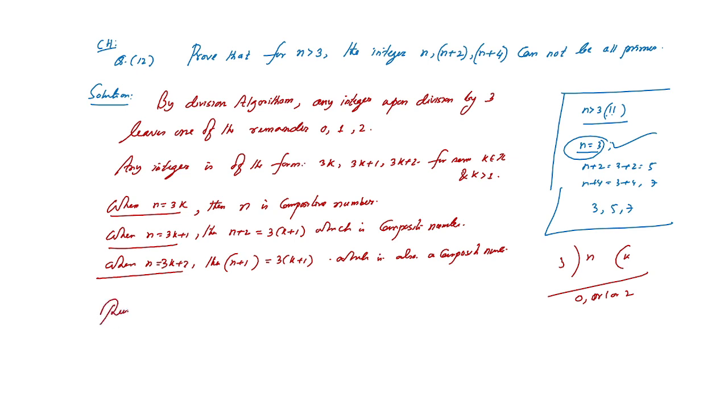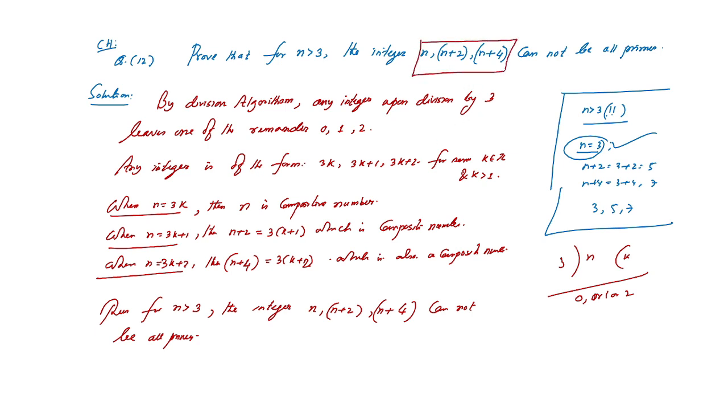So thus we conclude, for n greater than 3, the integers n, n plus 2 and n plus 4 cannot be all primes. And this is the only possibility: the three numbers n, n plus 2 and n plus 4 will be all prime for n equals 3 only. Thank you so much.